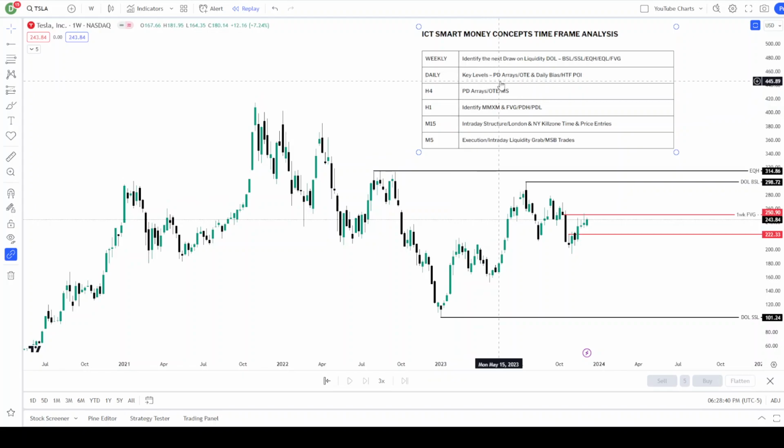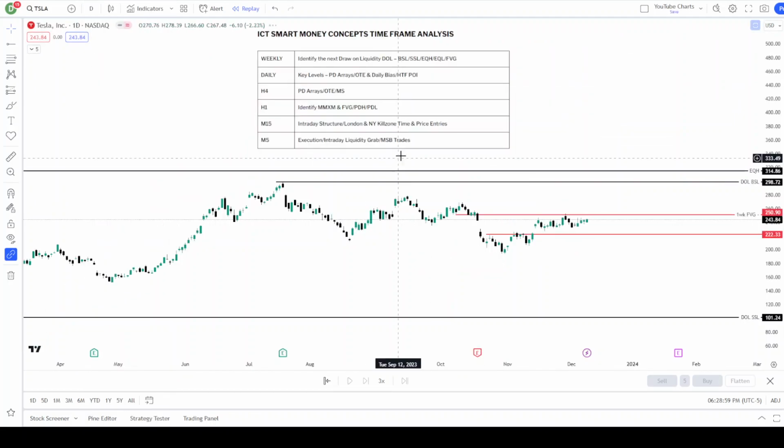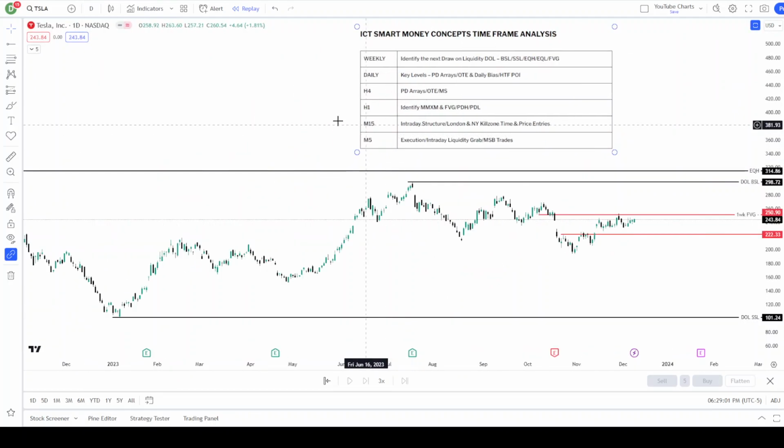Premium discount arrays on the daily chart just specifically means, is it on the premium side, which is above 50% of the most recent daily swing, or is it below 50% of the most recent daily swing? We're also going to look at optimal trade entry. We're going to develop a daily bias. We're going to look at other high time frame points of interest. So let's go down into the daily chart.